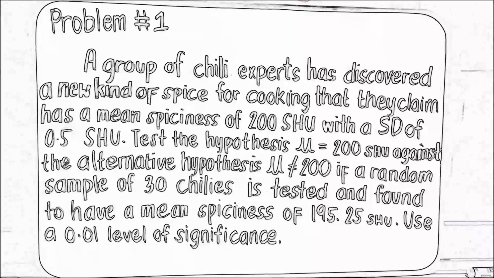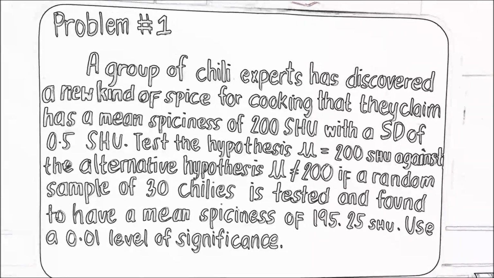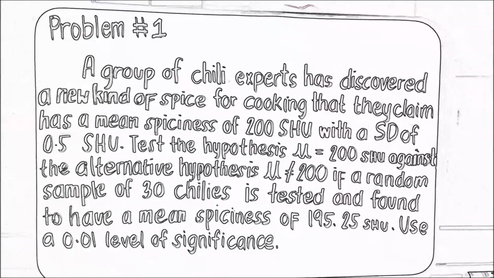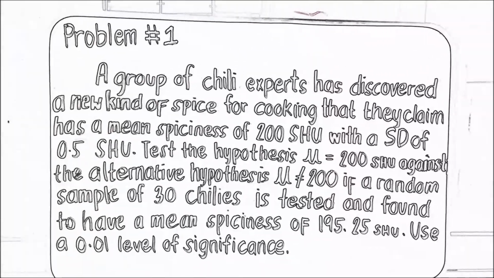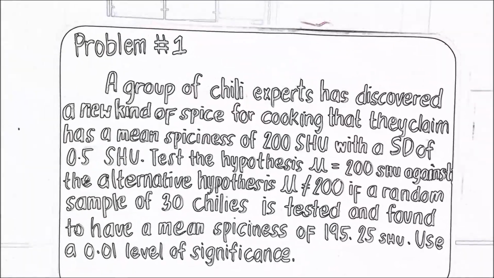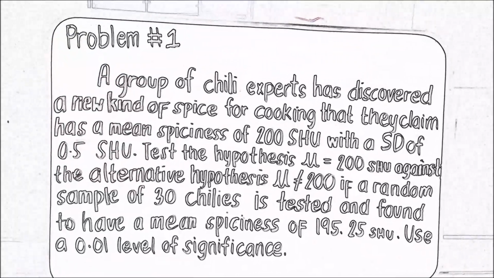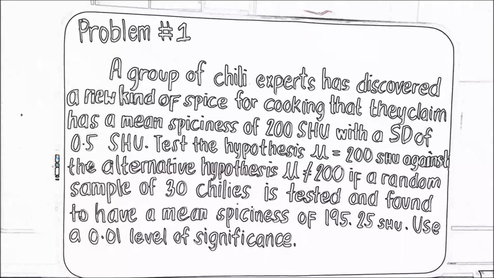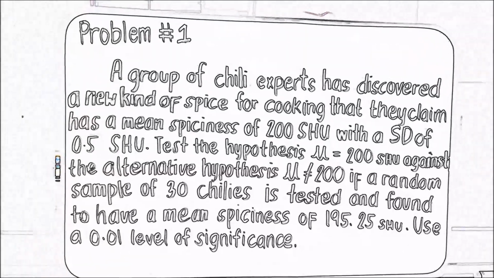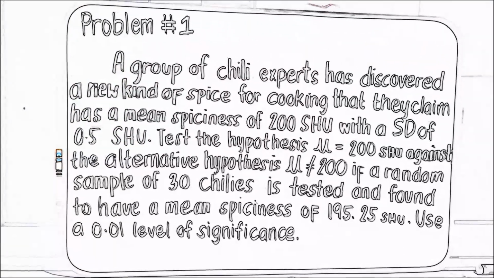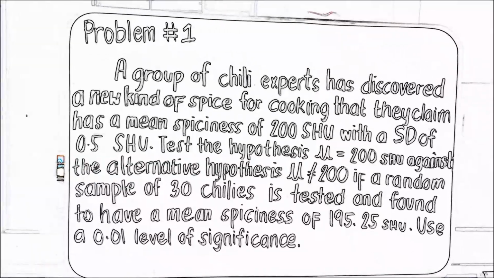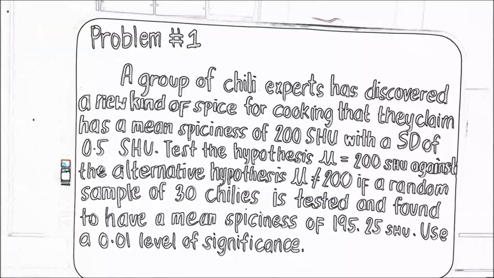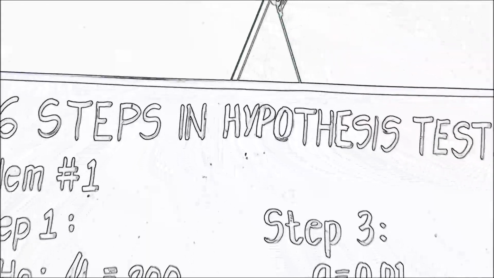Problem number 1. A group of chili experts has discovered a new kind of spice for cooking that they claim has a mean spiciness of 200 Scoville heat units with an SD of 0.5 SHU. Thus, the hypothesis of a mean of 200 SHU against the alternative hypothesis of a mean not equal to 200. If a random sample of 30 chilies is tested and found to have a mean spiciness of 195.25 Scoville heat units, use a 0.01 level of significance.